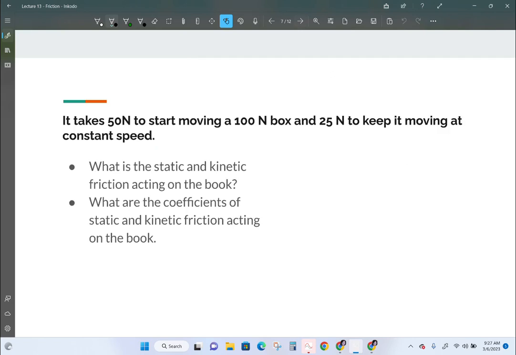All right, so let's just look at a couple of examples. So let's say that we have a 100 newton box, and it takes 50 newtons to start it moving and 25 newtons to keep it moving at constant speed. So let's just talk about that. We already know that our box is going to have weight, which is 100 newtons, and it's going to be balanced by the normal force, which is also 100 newtons, and that it has an applied force, and that it has a friction force acting on it.